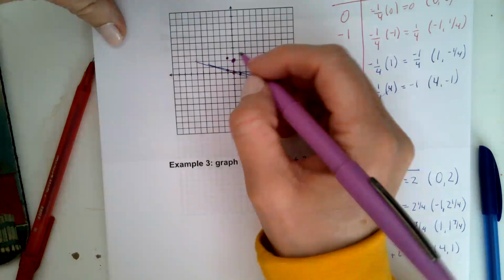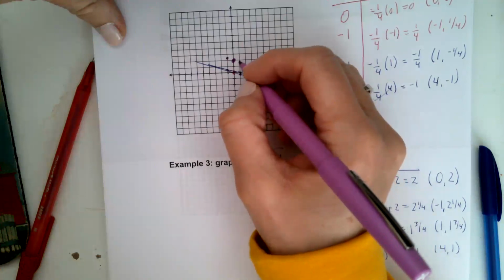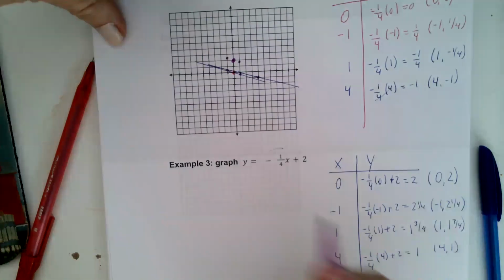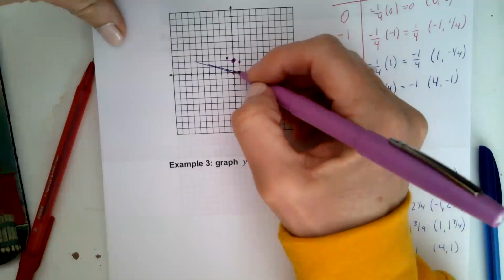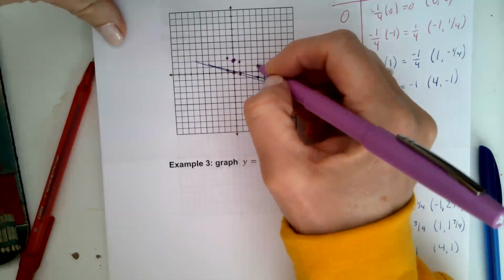And then a positive 1 and 1 3/4. And then a positive 4 and 1. So 1, 2, 3, 4, and 1.